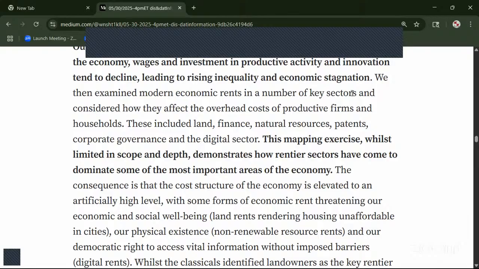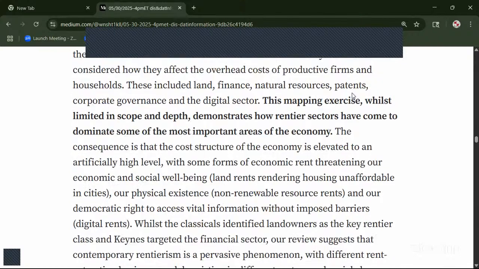The consequence is that the cost structure of the economy is elevated to an artificially high level, with some forms of economic rent threatening our economic and social well-being: land rents rendering housing unaffordable in cities, our physical existence, non-renewable resource rents, and our democratic right to access vital information without imposed barriers, digital rents.